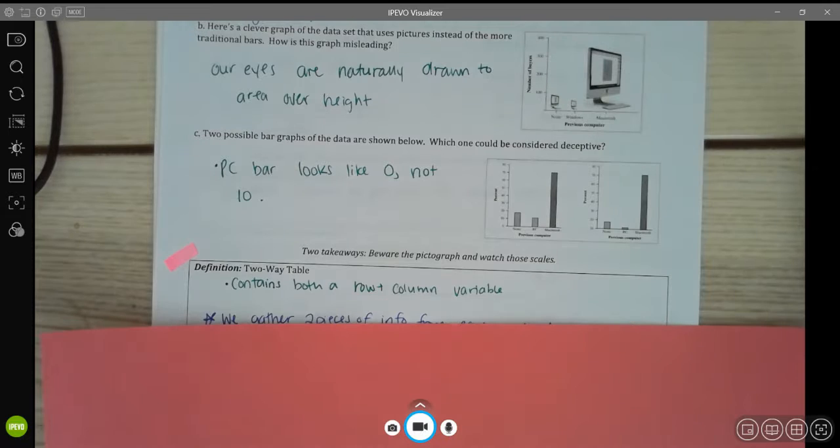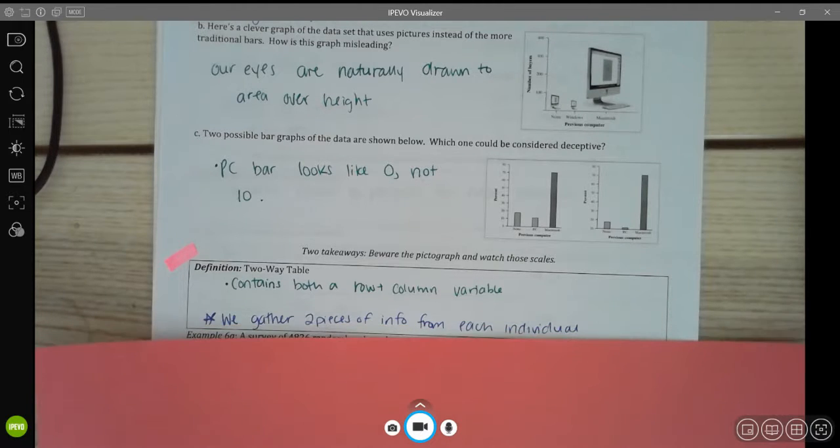The first thing I want to talk about today is a two-way table. Just remembering what we've talked about before, the last thing we talked about was how to show categorical data in a graph. And today we're going to transition to talking about quantitative data, so more about numbers.